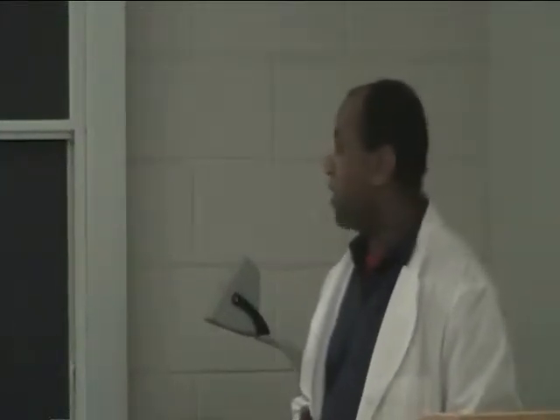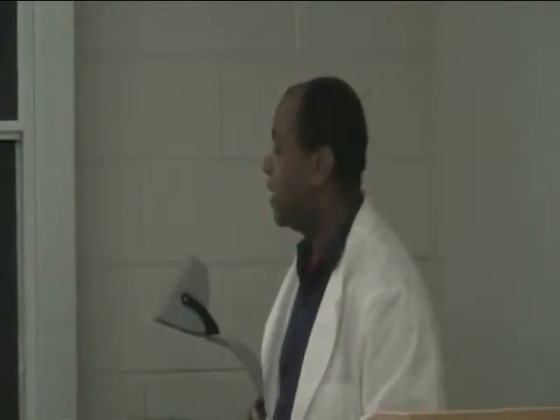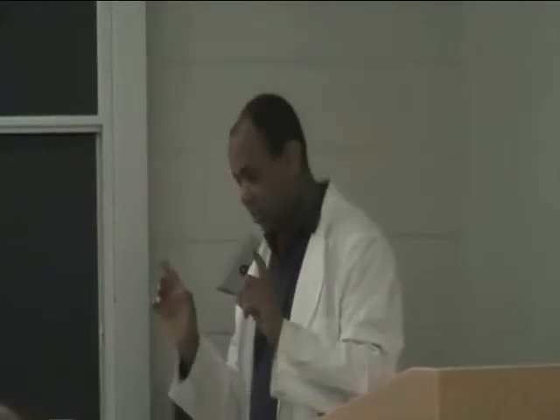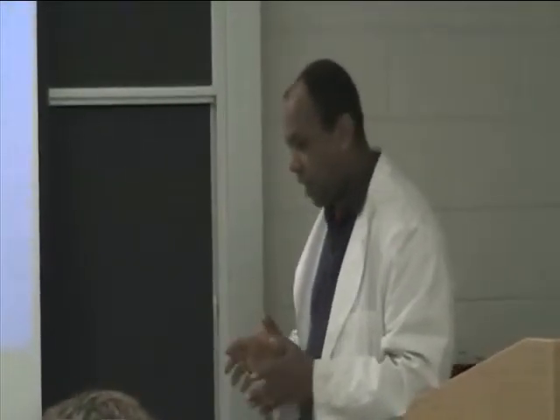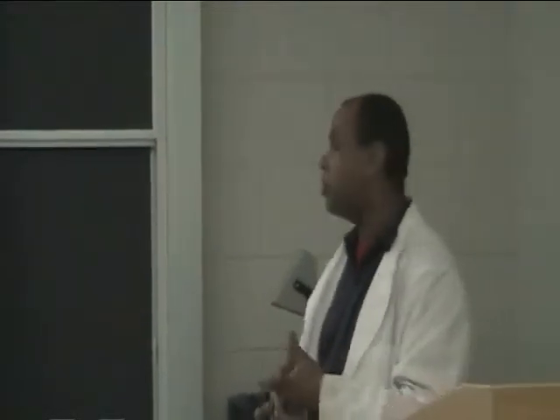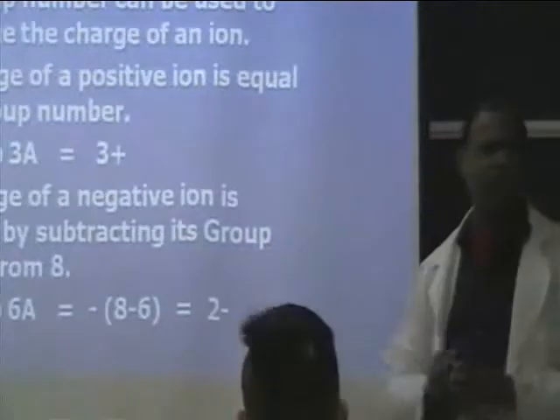Now, when it comes to non-metals, which we call anions, we start with group 6, for example. There's a difference, because sometimes we get confused between the group number and the charge. Group 6 has 6 valence electrons, but what will be the charge of group 6? It should be negative 2.